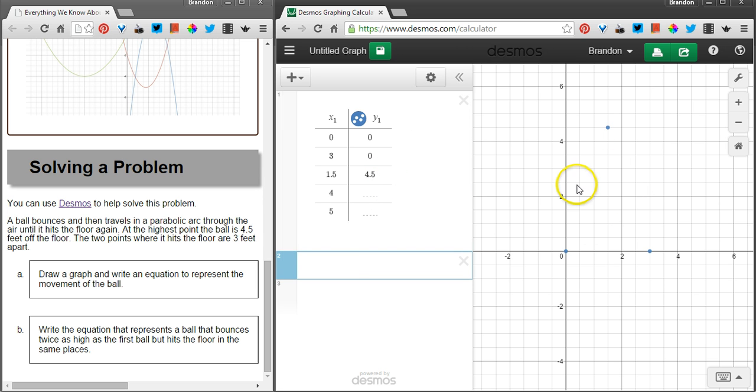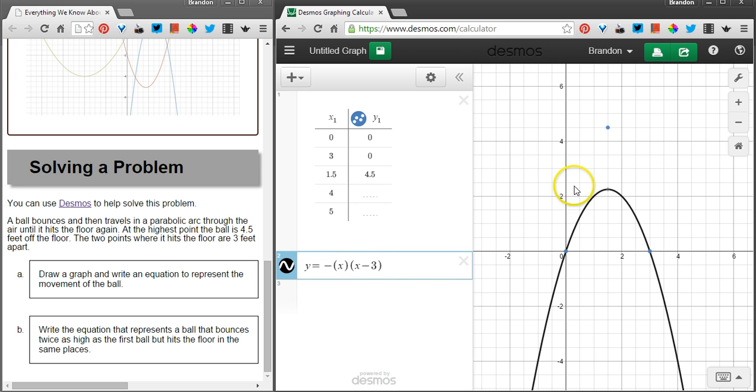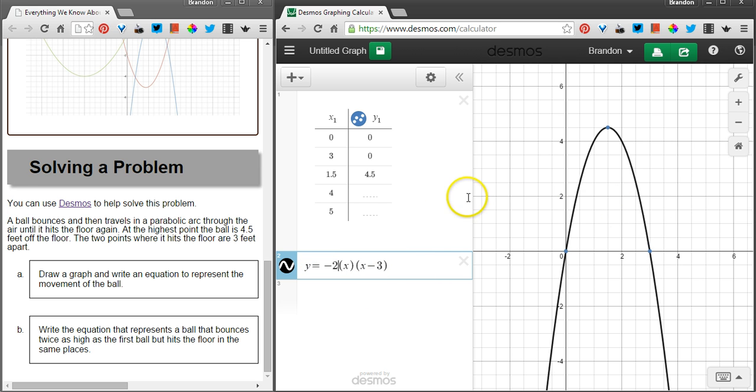Okay, so I need a parabola that goes through those 3 points. I could start with a vertex form and try to make it fit, or I can start with the factored form using those two roots and try to hit this vertex. So let's try both of those. The factored form is x minus 0, or x, and then x minus 3. Make it negative to flip it over. And I'm not quite there yet. I'm going to try doubling that, and that's what hits that spot. Maybe you would have some other decimal to make it fit nicely with other values. It happens to work out nicely for this one. Okay, so that's one way to get there.